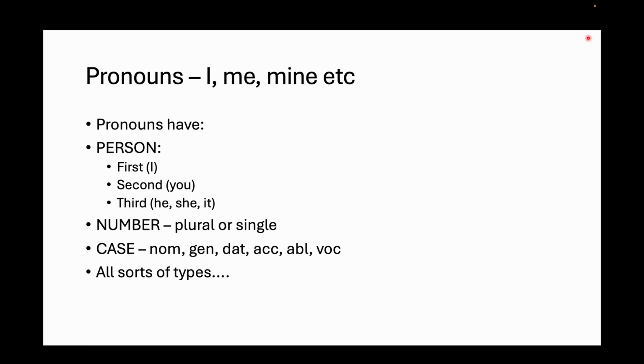They have person, so they can be the first, second, or third. So the first person means I or me, okay? I, me, we, right? The second person is you singular, you plural in English. In Old English, you is actually the plural, and thou and thee are the singular, but that distinction's disappeared in modern English. And then the third person is he, she, it, or they, or them.